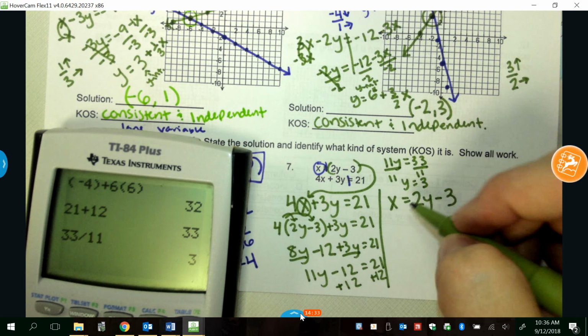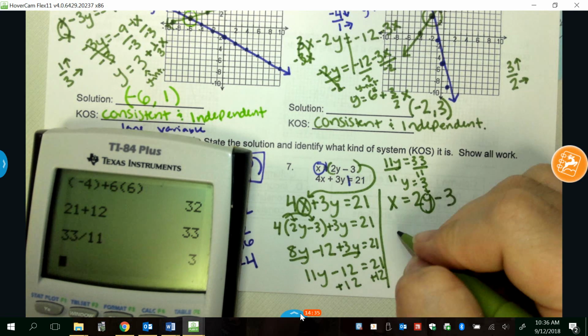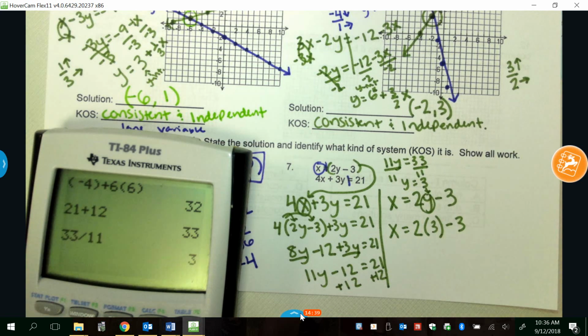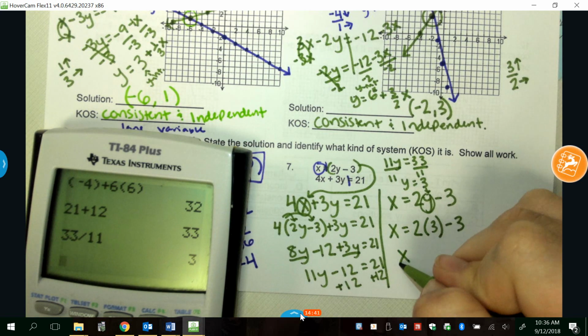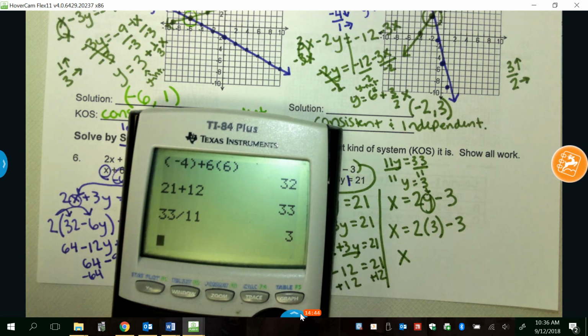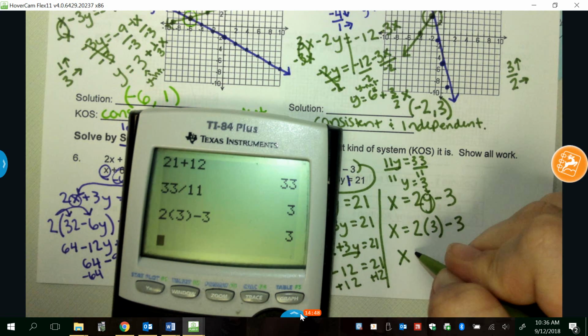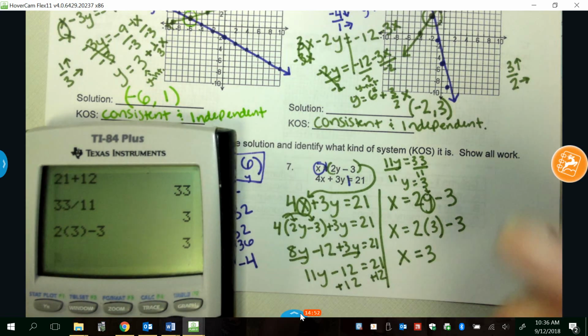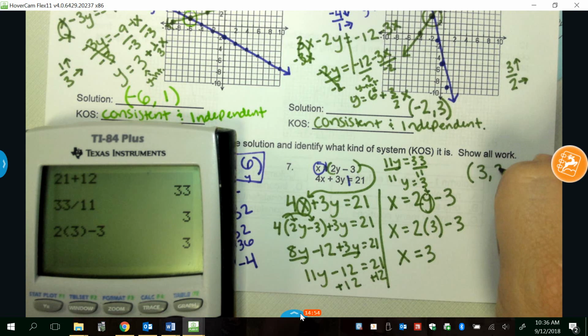Okay, so then I can replace y with 3. So I have x equals 2 times 3 minus 3. Okay, guys, you can do this in your calculator. 2 parentheses 3 minus 3. So x equals 3 as well. So we're saying that our answer is 3 comma 3, because this is my x, this is my y.